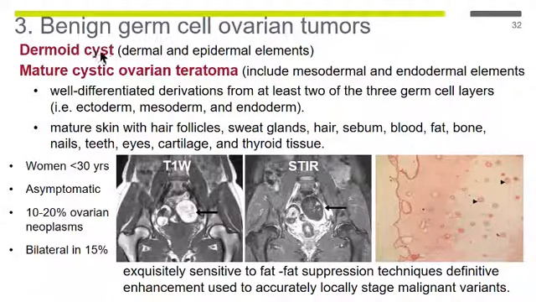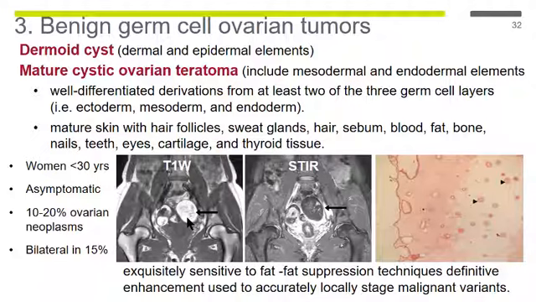And then the commonest benign tumors are really the germ cell tumors, and these are, you're all familiar with, the dermoid cysts and the mature cystic ovarian teratomas. There is a pathological difference between them in that the dermoids only contain dermal and epidermal elements, whereas the mature cystic teratomas contain mesodermal and endodermal elements, and people kind of use them interchangeably, but the pathologists recognize the difference.